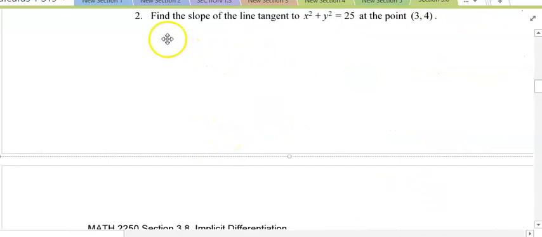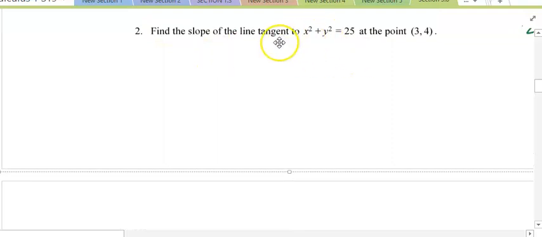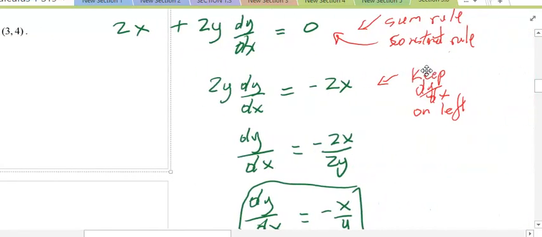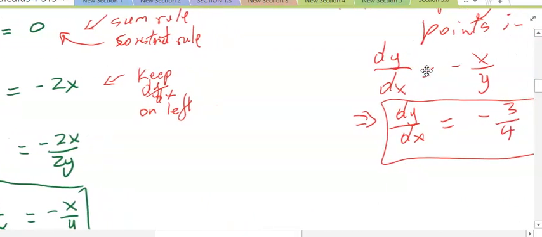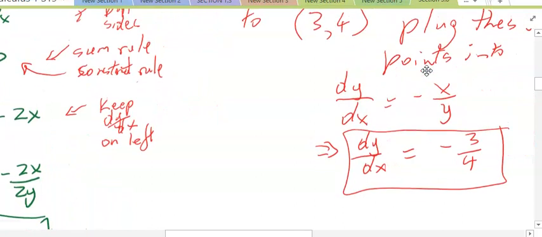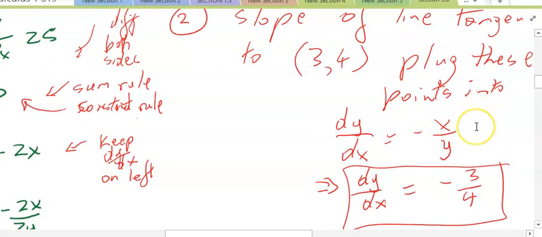Now in the next question, we find the slope of the line tangent to x squared plus y squared is equal to 25 at the point (3, 4). All you need to do is plug in (3, 4) into the derivative function. So dy/dx at (3, 4), you plug in the 3 for the x, wherever you see the x, and the 4 wherever you see the y, and you're done.